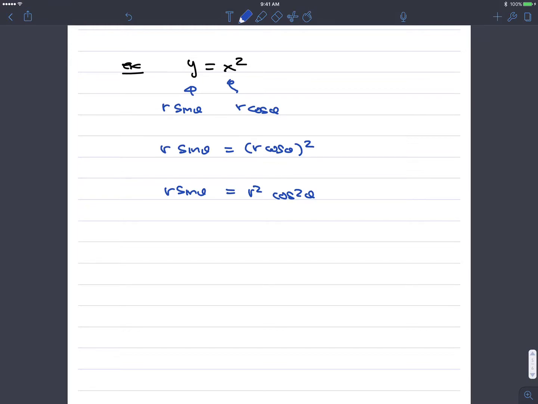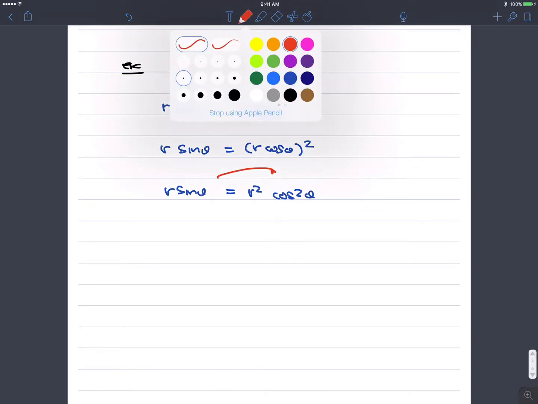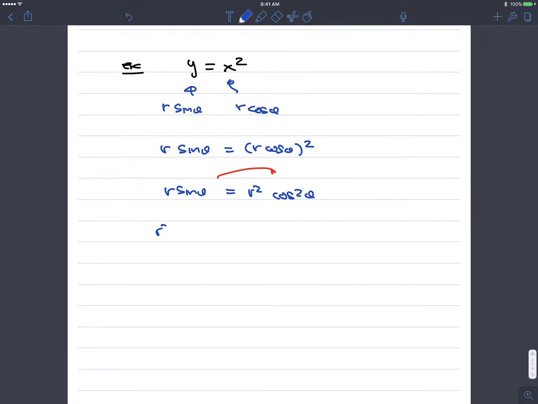Now I can do the same thing again like I did before. I can translate this term. So I get r squared cosine squared theta minus r sine theta is 0. Factor the r out, what do I get? Yeah, factor r out, you get r cosine squared theta minus just sine theta. And this is 0.